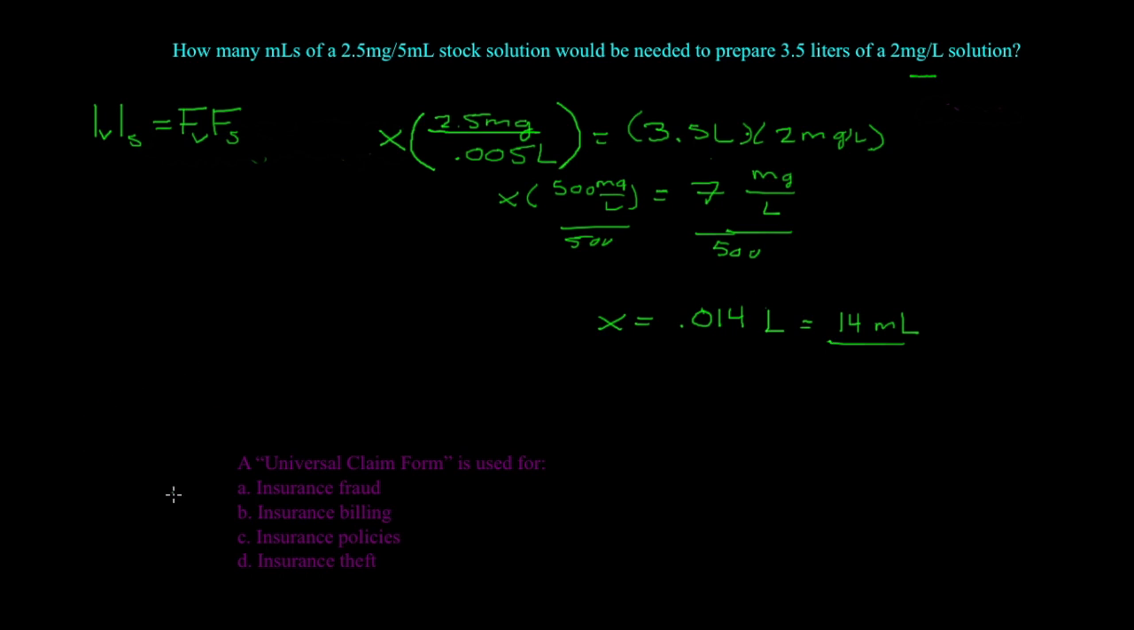The next question is, a universal claim form is used for A, insurance fraud, B, insurance billing, C, insurance policies, D, insurance theft. All right, so that one is going to be B, insurance billing. And that is just another one of those things that you're just going to need to know.